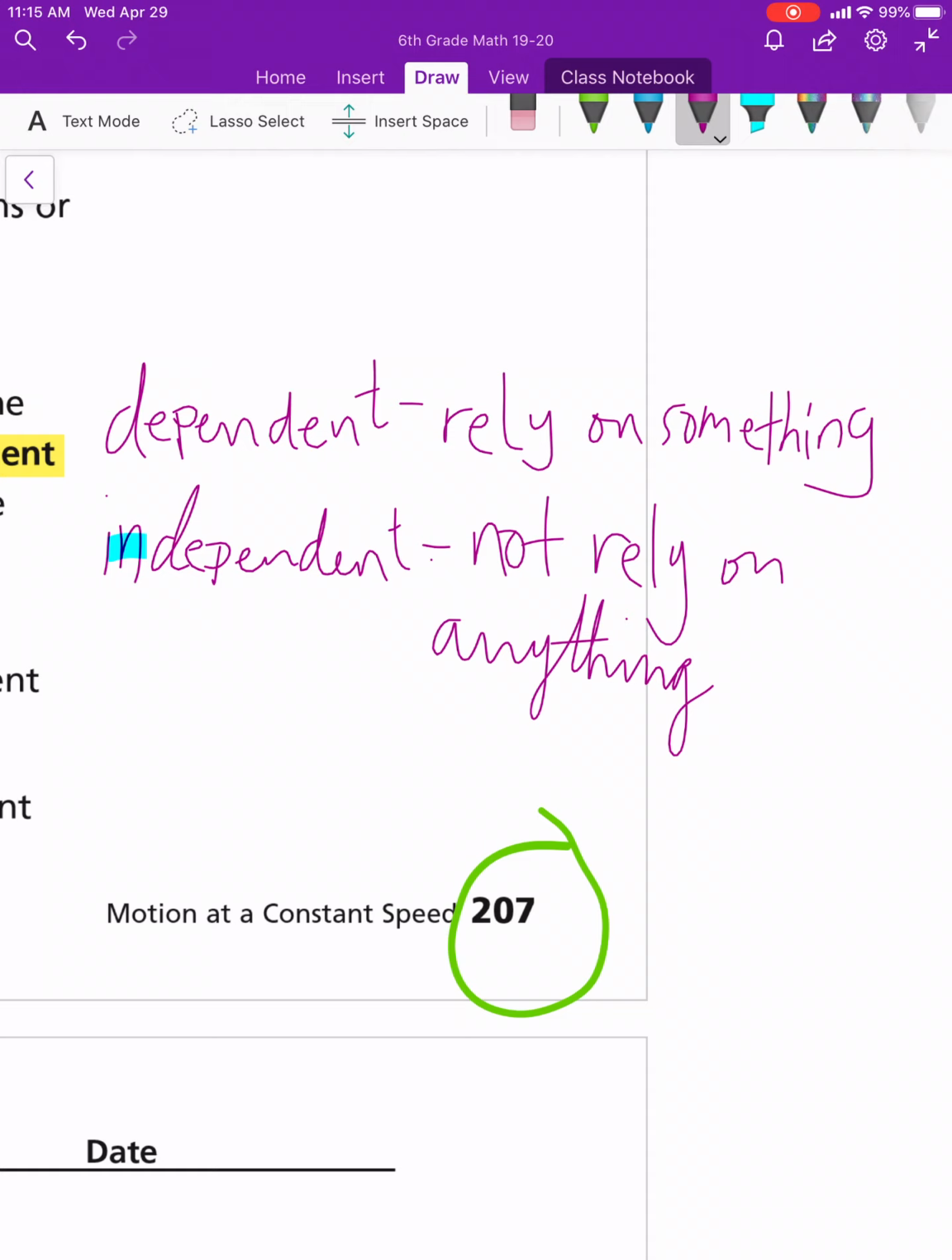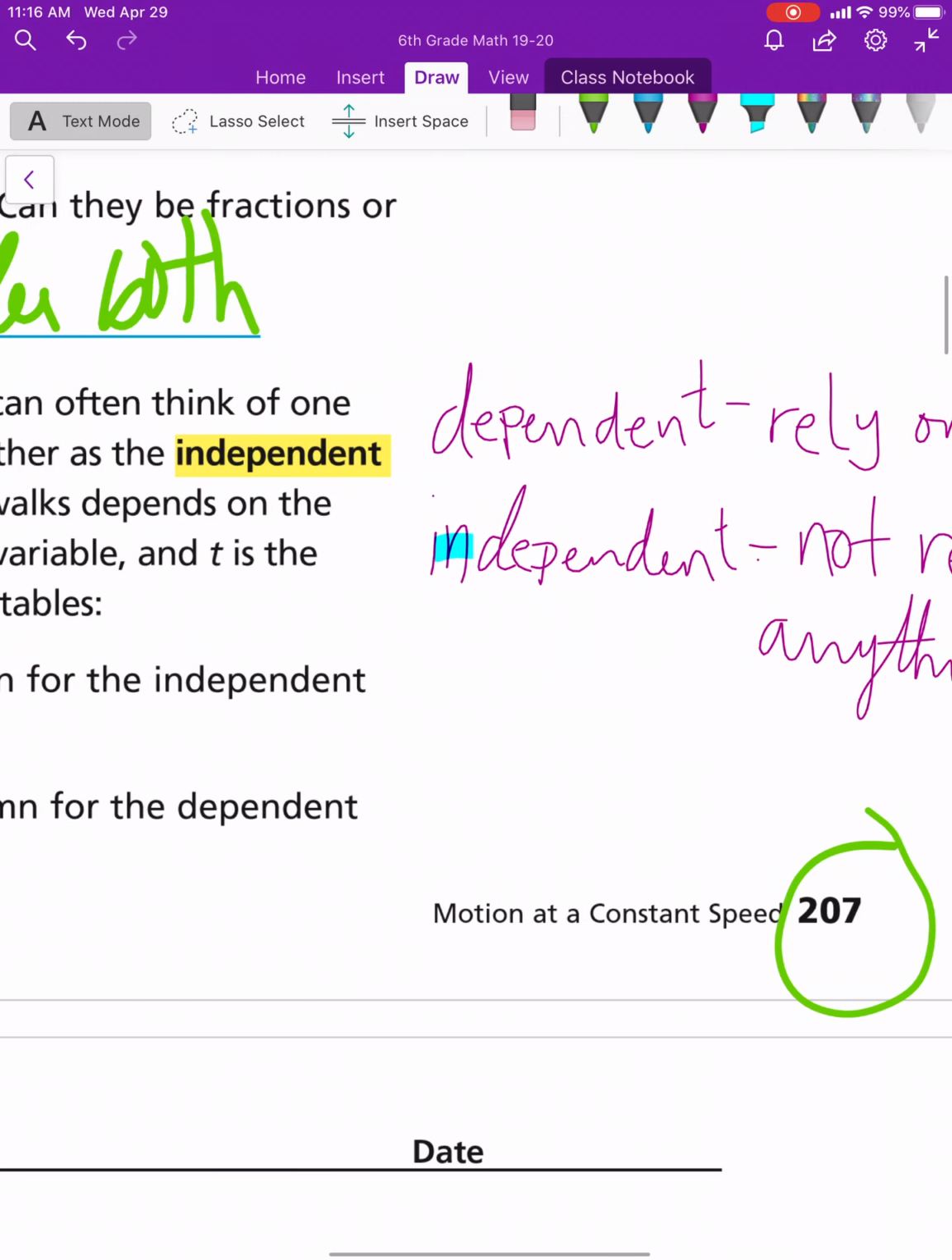Okay? So dependent means to rely on something. Independent means not to rely on something. This is a very important concept for you to understand, not just in math. It is really important in science, especially in physics and biology and chemistry, all science, and in your language development, that is also really important.